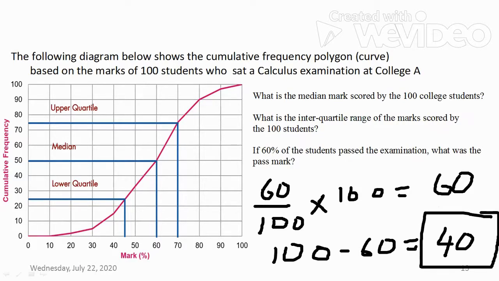So what we do now is we locate the 40, and we draw a line across like that, and we bring it down. It looks to me like 55, 54, 55. So let's call it 54. So the pass mark is actually approximately 54% or thereabouts.